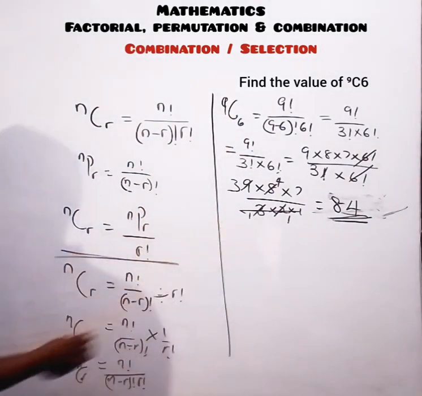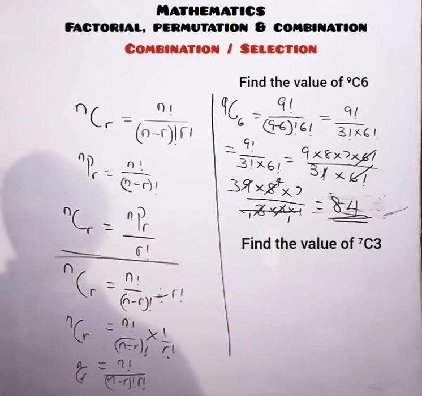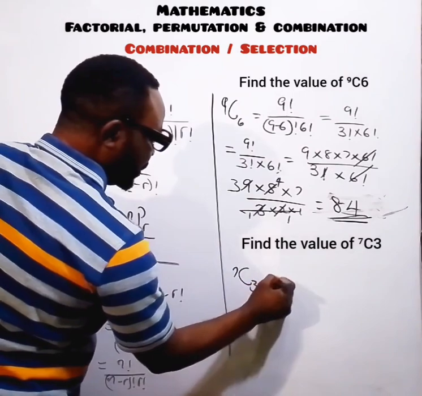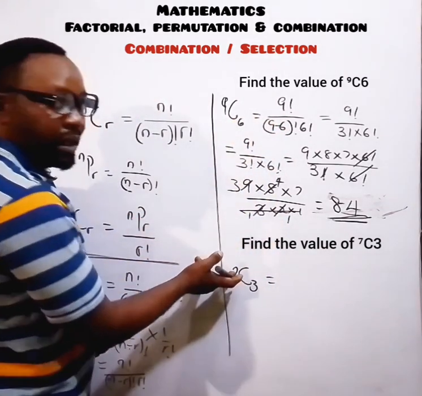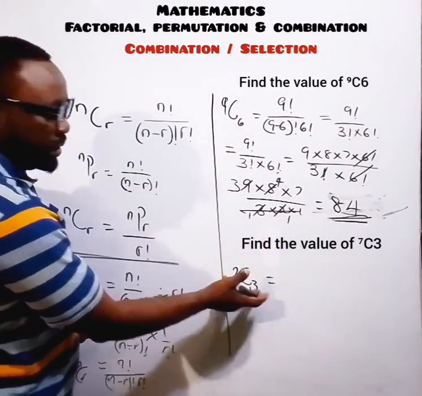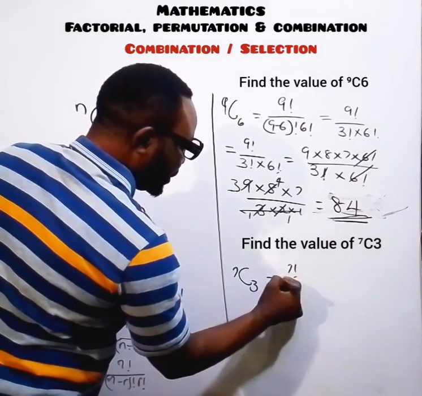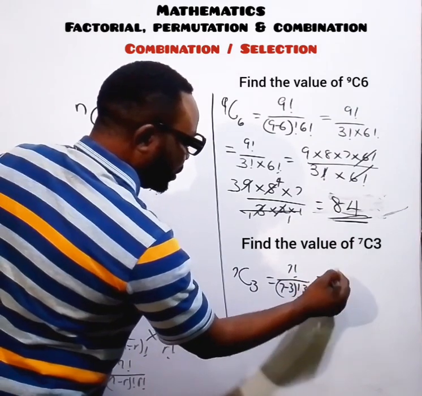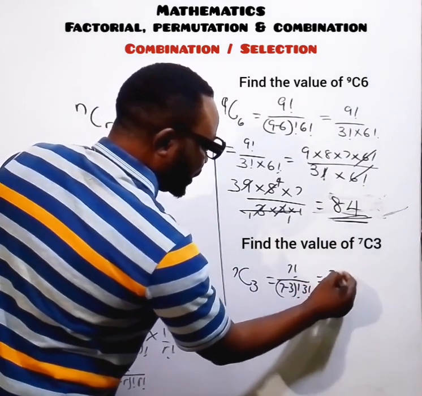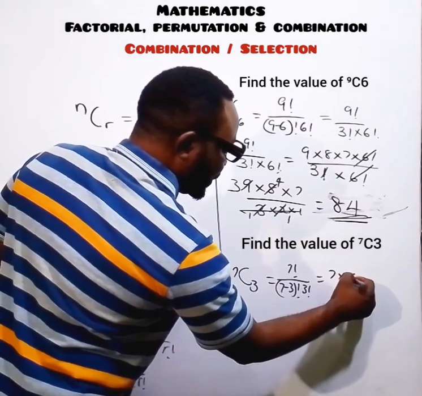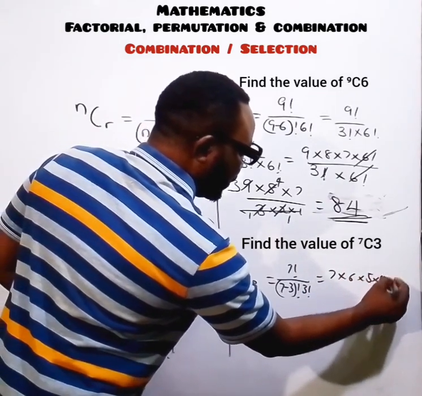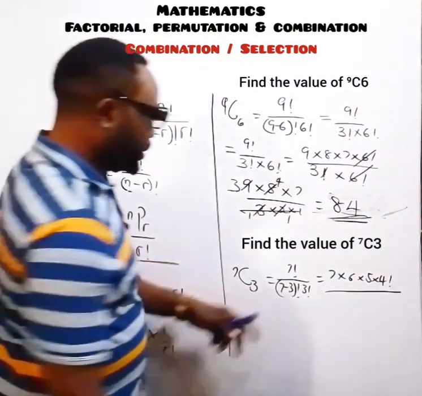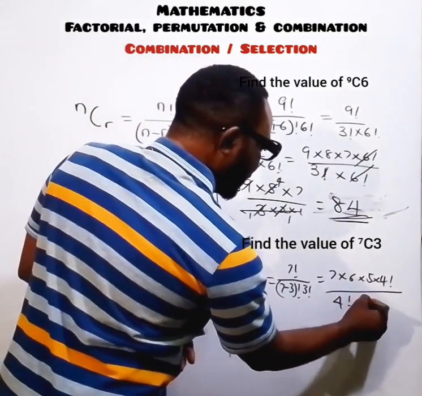Another question asks us to find the value of 7 combination 3. As we did here, our n is 7, where our r is 3. That will be 7 factorial over 7 minus 3 factorial, 3 factorial, which is equal to what? 7 factorial is 7 times 6 times 5 times 4 factorial, because I know that I'm going to get 4 factorial at the denominator. 7 minus 3 will give us 4 factorial, 3 factorial.